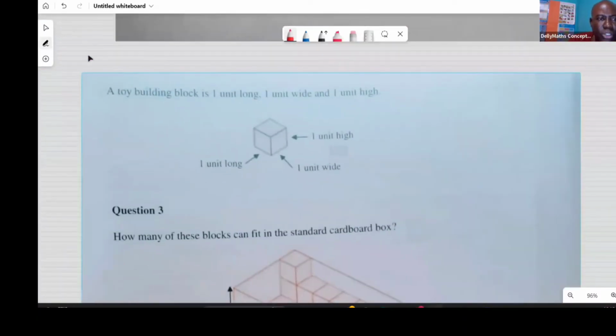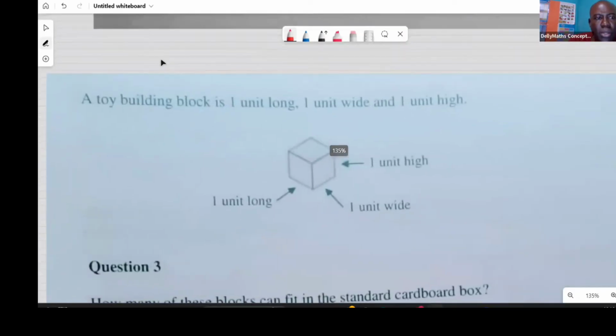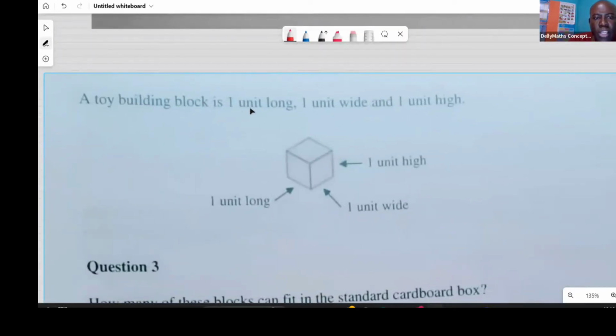It says here that a toy block is 1 unit long, 1 unit wide, and 1 unit high. So it's a 1 by 1 by 1 cube. If you want me to quickly outline it, this is the cube. It's a little bit pale, but this is the cube that we have here.